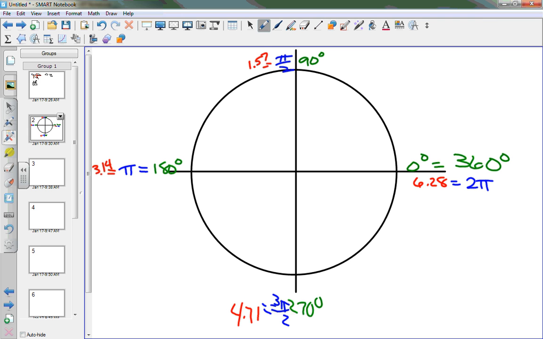Was that brain stopping material right there? Did it blow up anybody's brain? That was common sense, right? Okay. Well, now I'm going to throw something else at you.